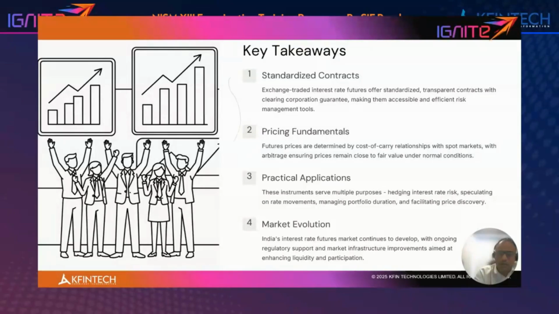A session, the first one being the standardized contracts. So exchange traded contracts are standard in nature. That means the lot size is fixed. The contract size is fixed. The tick size is fixed. So it's a standardized contract, no customization.